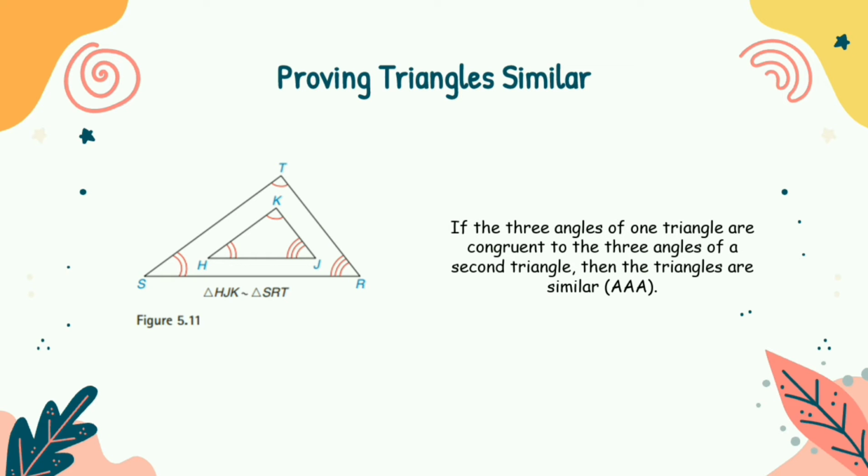If the three angles of one triangle are congruent to the three angles of a second triangle, then the triangles are similar, AAA.